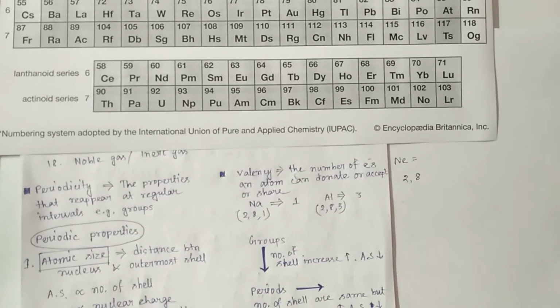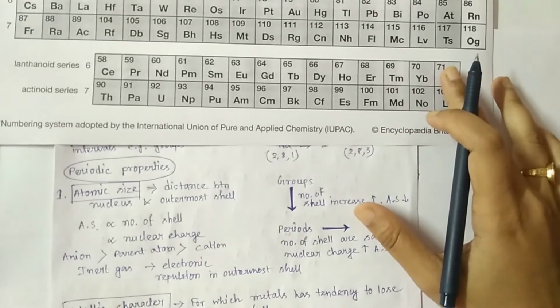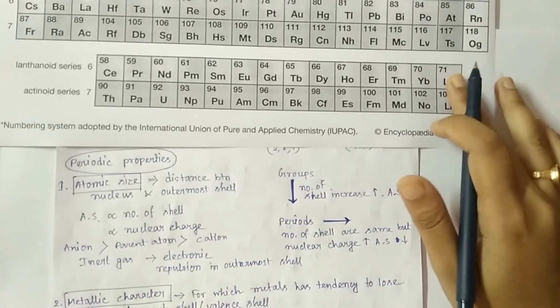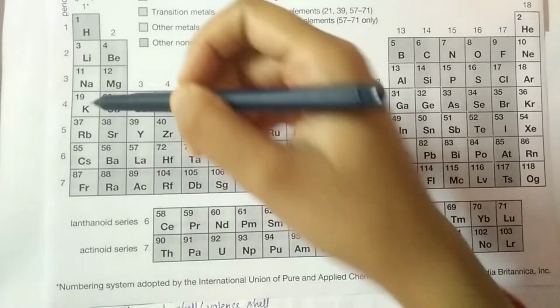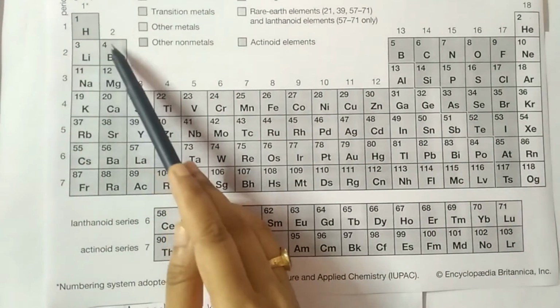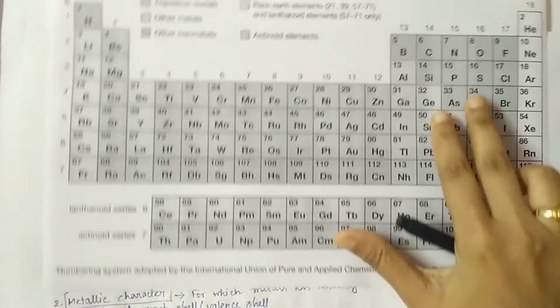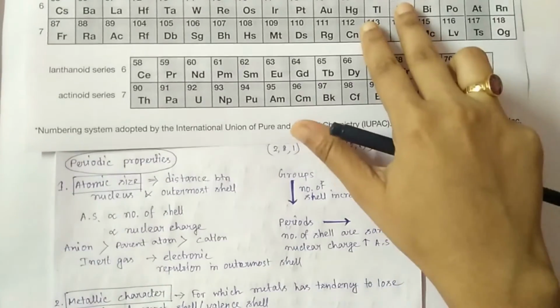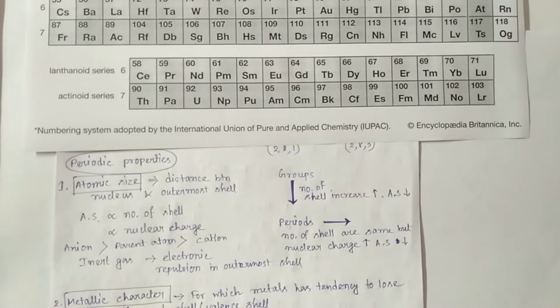Okay, let's move on to periodic properties. Previously I told you that in the periodic table, if we go down a group, there is a similarity in chemical properties among the group elements. So why is this happening? What is the periodic property? What does the periodic table want to tell us? Let's start with atomic size. Periodic properties first depend on atomic size.